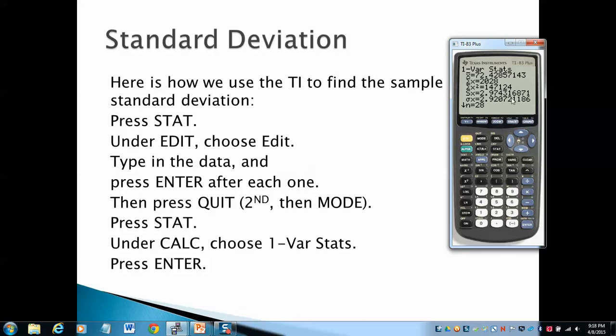That's 2.9743. If this were a population, we would use sigma sub x, which is 2.92. But again, these 28 values are not a population. They're just a sample. So in this case, what we want is 2.97. So S sub x is 2.97.